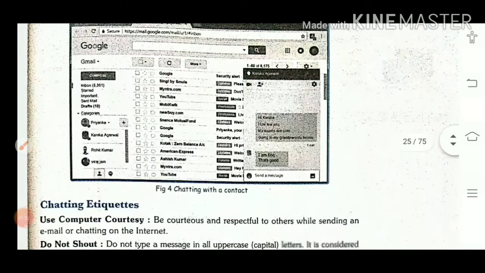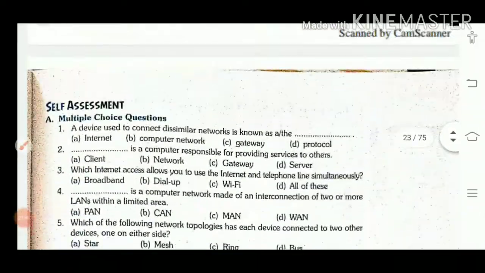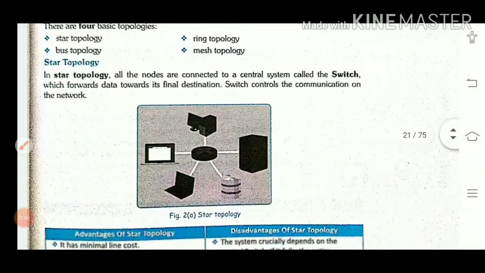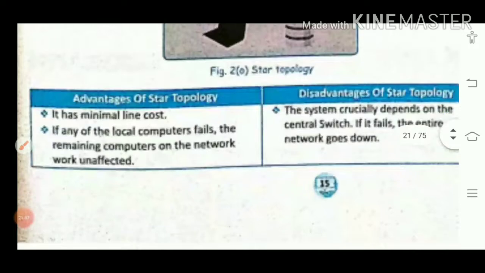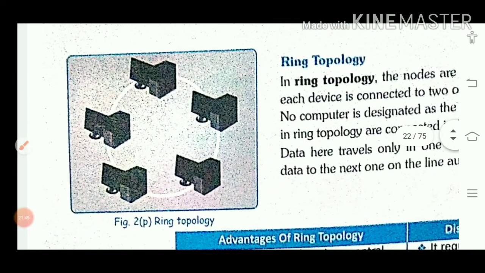Now next one is page number. Wait, first topology is star topology. Here the arrangement of nodes is in star format. Next topology is ring topology. All the nodes are connected in ring format.